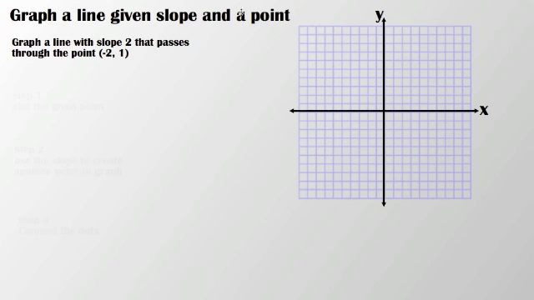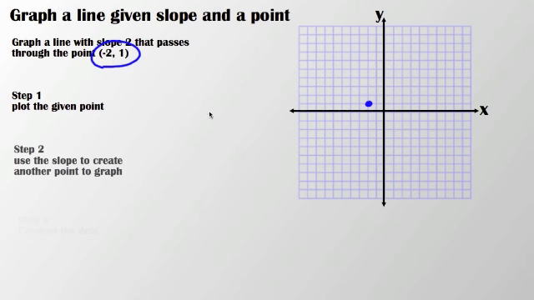Finally, we're going to graph a line given the slope and a point. So, graph a line with slope 2 that passes through the point -2, +1. So, step 1, let's plot the given point. We were given -2, +1, which is -2 on the x, +1 on the y. That's our point.